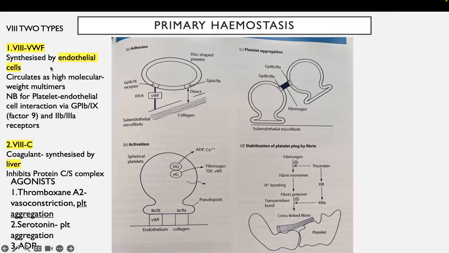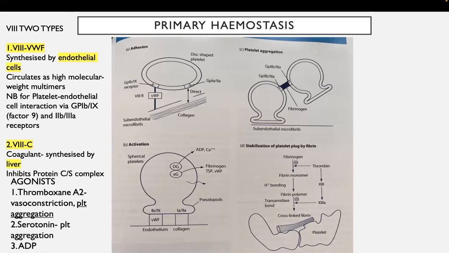Just on the side here, you'll see there are two types of von Willebrand factor. The one that I was talking about is the one that is synthesized by your endothelial cells, and that is involved in primary hemostasis, or what we historically knew of how hemostasis goes by. And it's very important for platelet endothelial cell interaction with your glycoprotein 1b and your factor 9, as well as your glycoprotein 2b and your activated factor 3 receptors.